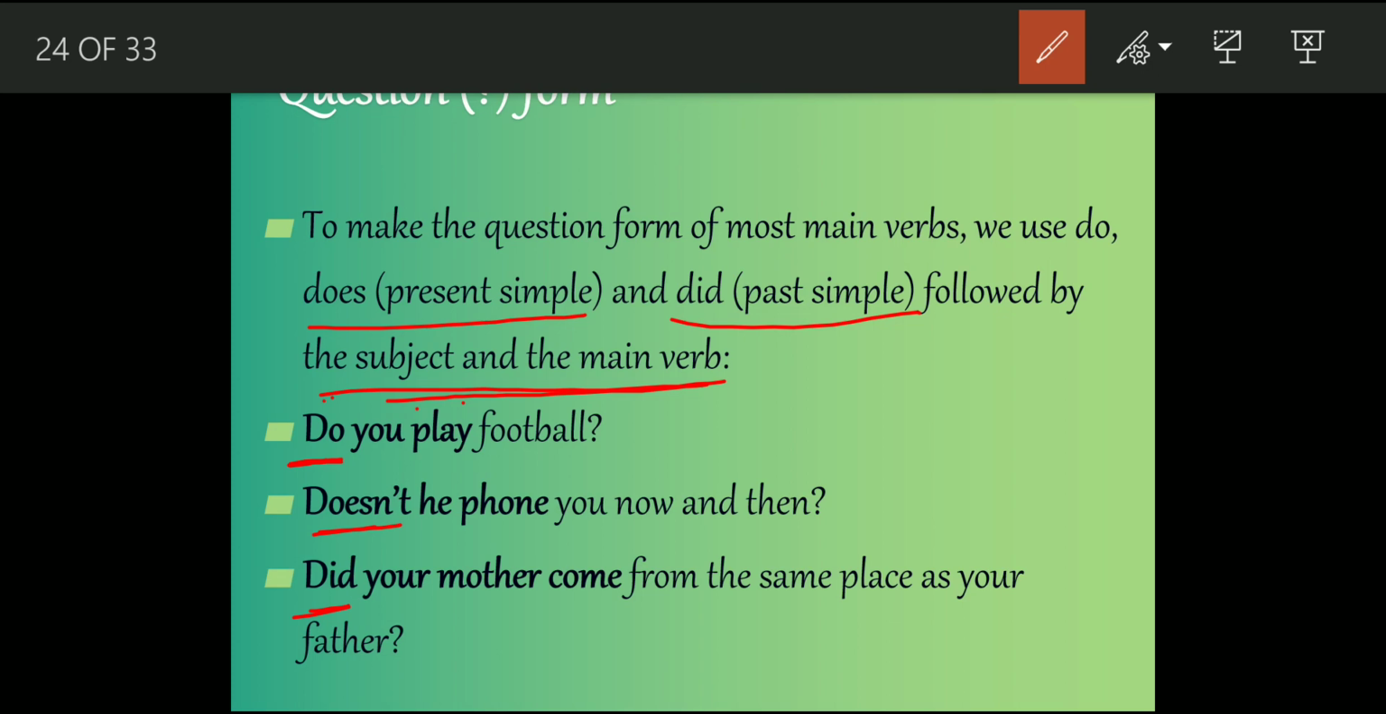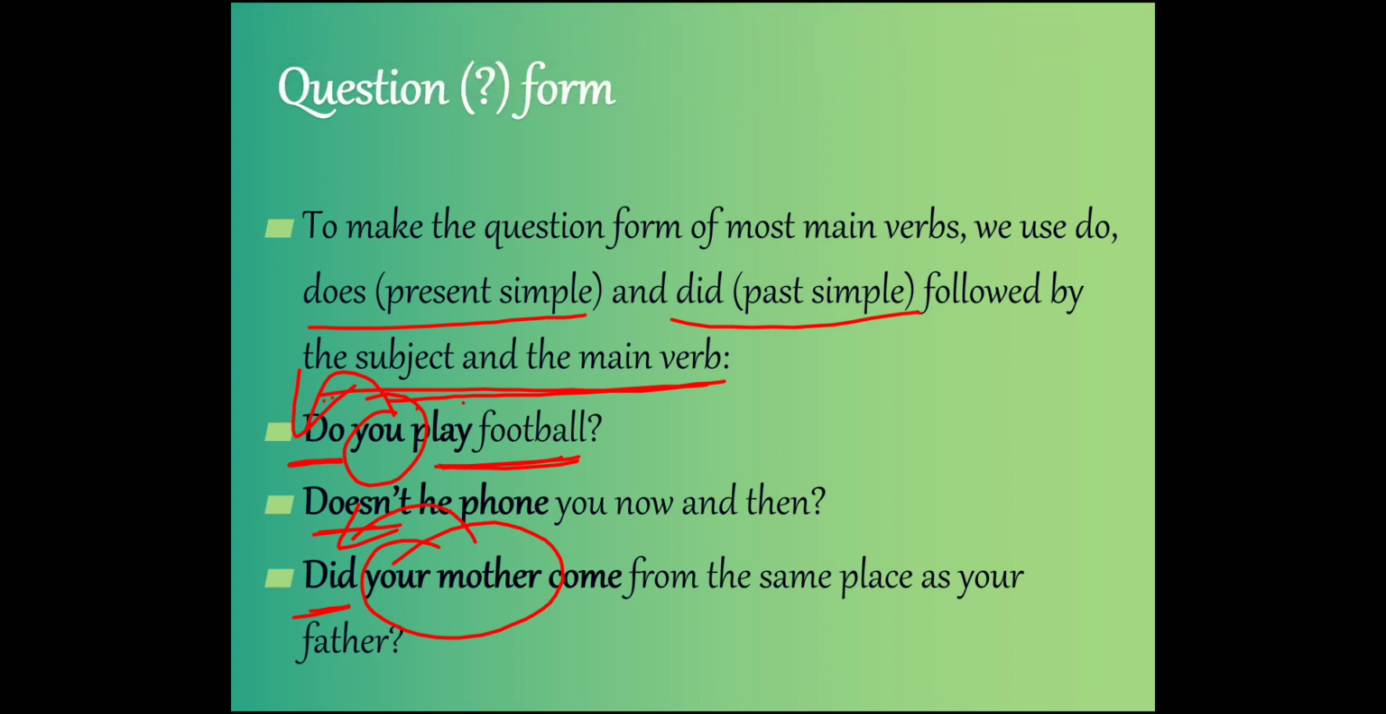What is our subject here? Subject is nothing but the doer of the action. Here, who is doing this playing football action? See, play is our verb. Who is playing that football? You. So that is our subject, and before the subject itself there should be that do form. Did your mother come from the same place as your father? Before our subject, a helping verb did is used here. Is it clear?